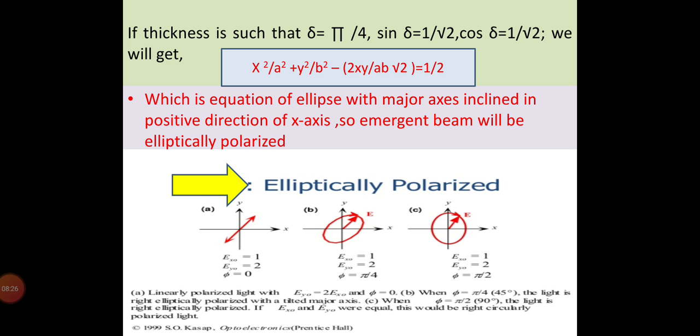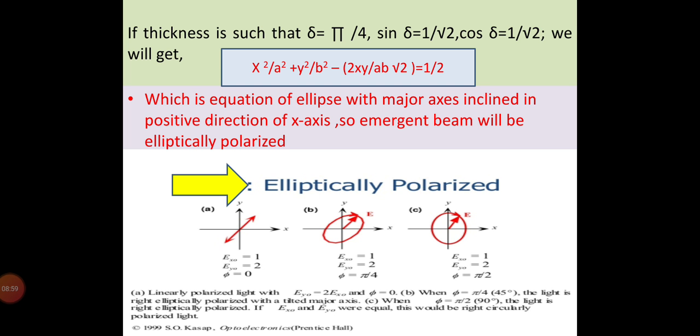The next case is if the thickness of the crystal is such that delta is equal to pi by 4. In that case sine delta and cos delta both will come out to be 1 by square root of 2. By substituting in the previous equation we get this relation. You can see here that this is the equation of an ellipse with the major axis inclined in the positive direction of the x-axis. So the emergent beam will be elliptically polarized light.